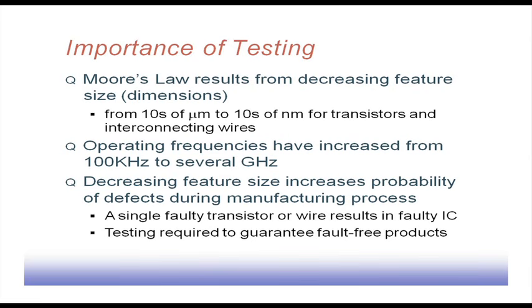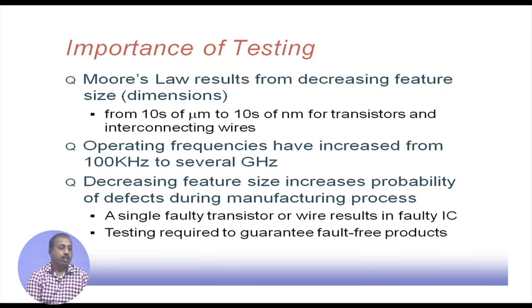As a result, it may lead to some sort of timing errors. So, these are the things that need to be taken care of. So, why is testing so important? Moore's law results from decreasing feature size, from tens of micrometers to tens of nanometers for transistors and interconnecting wires.